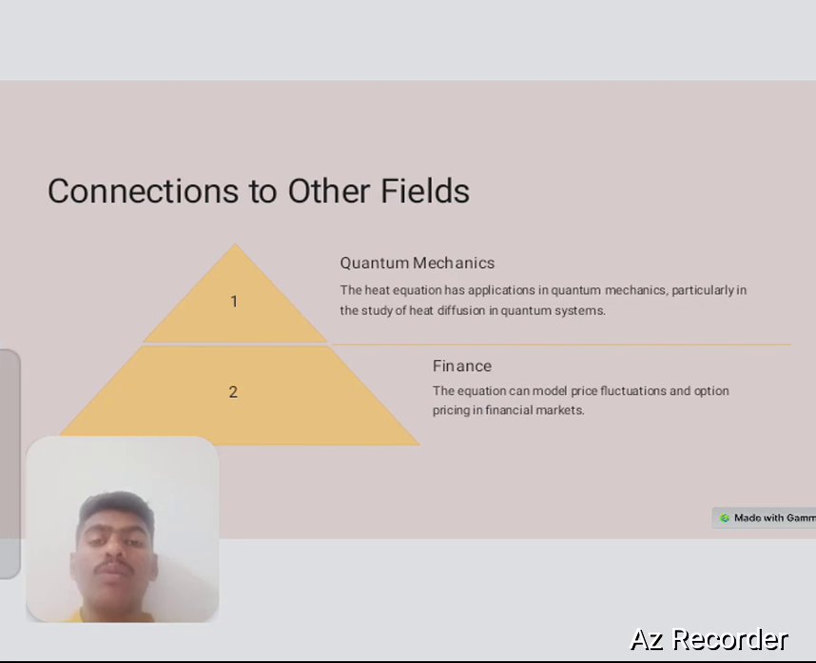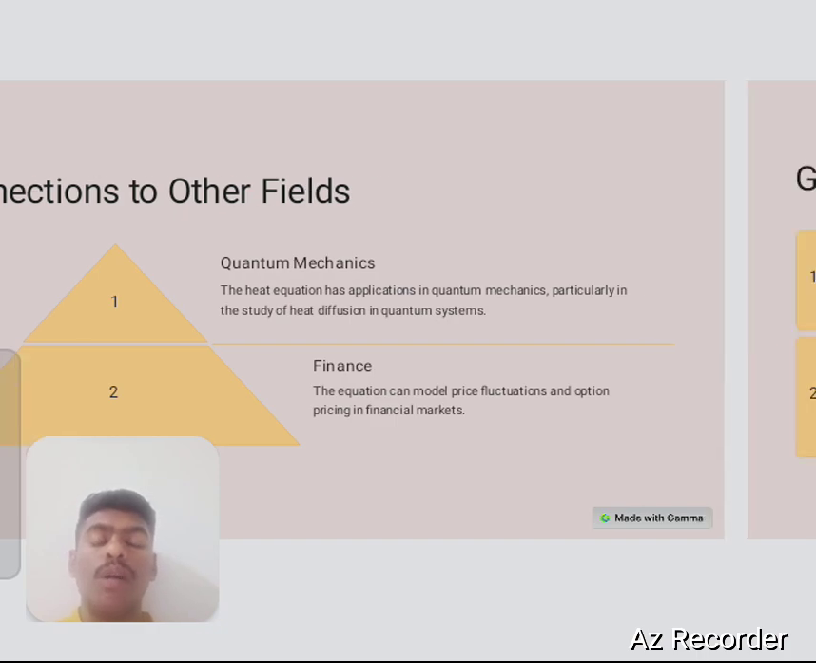And next we move on to the connections to other fields. There are two connections, quantum mechanics and finance. In quantum mechanics, the heat equation has applications in quantum mechanics, particularly in the study of heat diffusion in quantum systems. In finance, the equation can model price fluctuations and option pricing in financial markets.